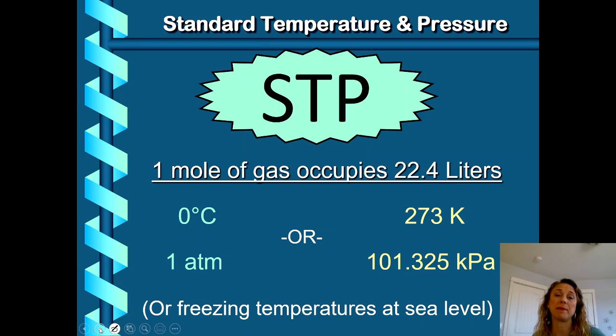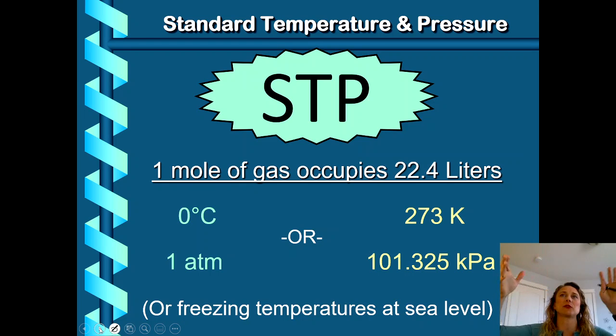Here's the thing about gases, though, that you do need to know. Gases spread out in a predictable fashion. We call that the ideal gas law. We can find more information later, but at 1 atmosphere pressure and 0 degrees Celsius, that's 273 degrees Kelvin, 1 mole of gas always occupies about 22.4 liters.